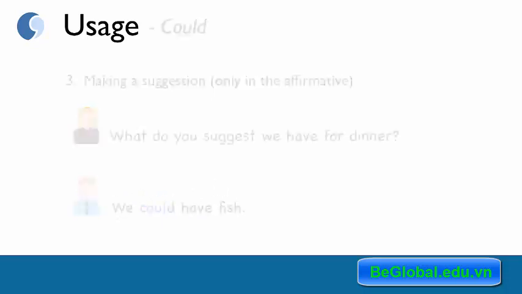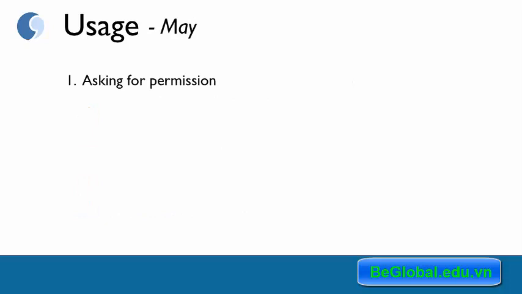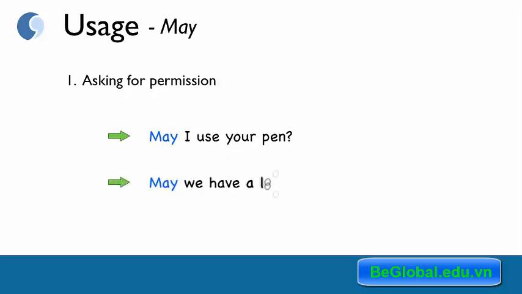Right. Moving on to may now. As I've just mentioned, we use may to ask for permission. For example, may I use your pen? May we have a look? And to remind you, to give permission or not to give permission, we use can, as we just saw.